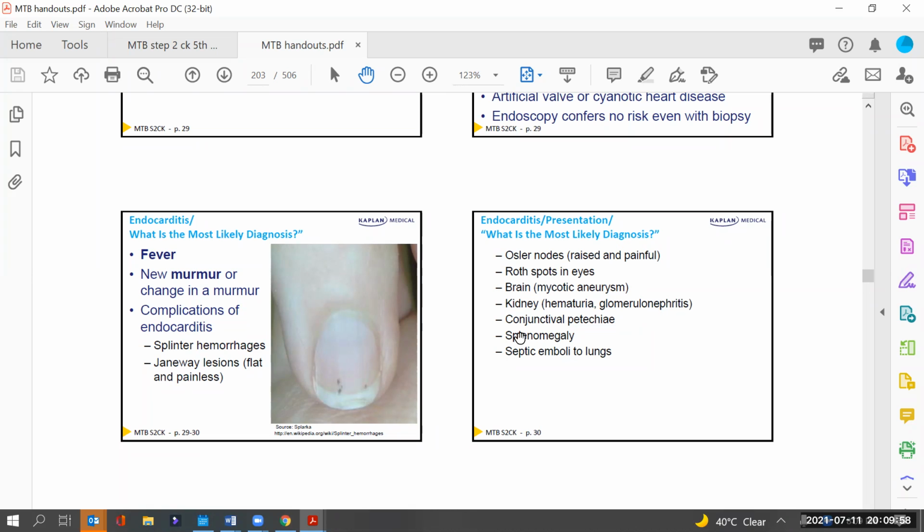This conjunctival petechial rashes, splenomegaly, septic embolism, lungs. So these are all the possible things that can be there if the patient is having endocarditis. It means we have to choose endocarditis if the patient is having all these things or any of them.